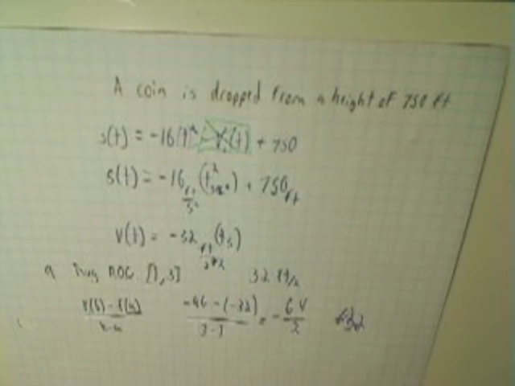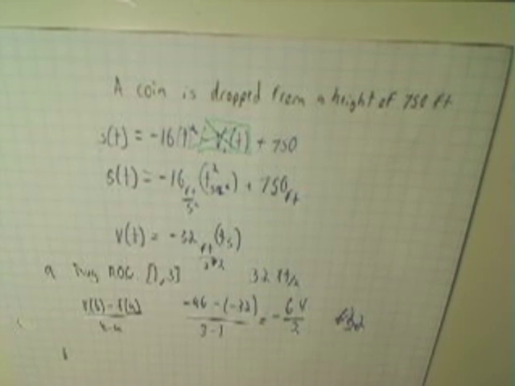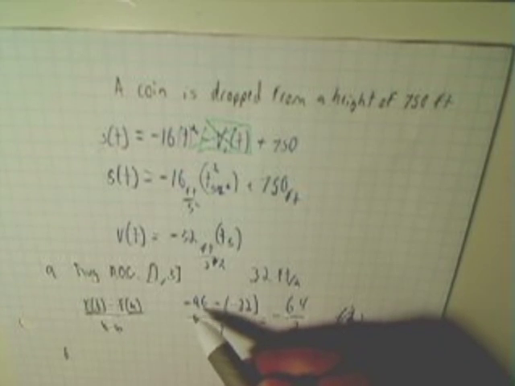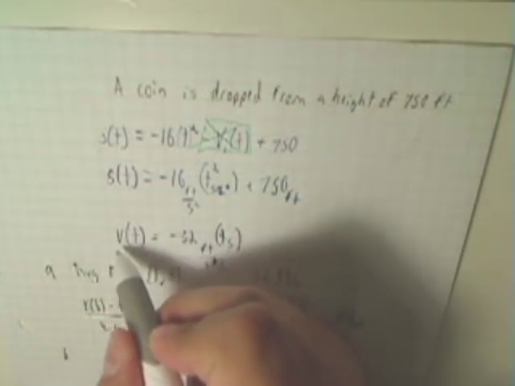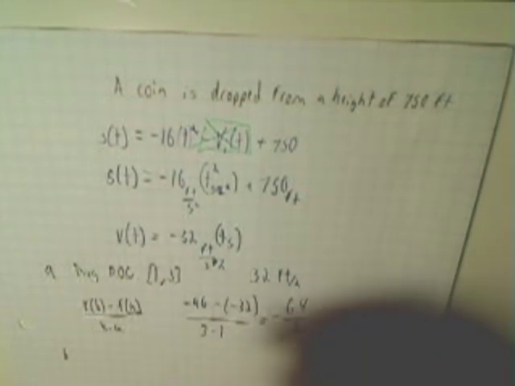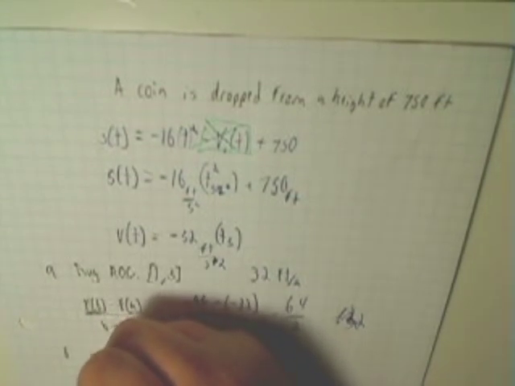Part B asks for instantaneous velocity when t equals 3. We just solved that with f of b, so now we know that the instantaneous velocity given by this function at 3, or v of 3, is negative 96 feet per second.